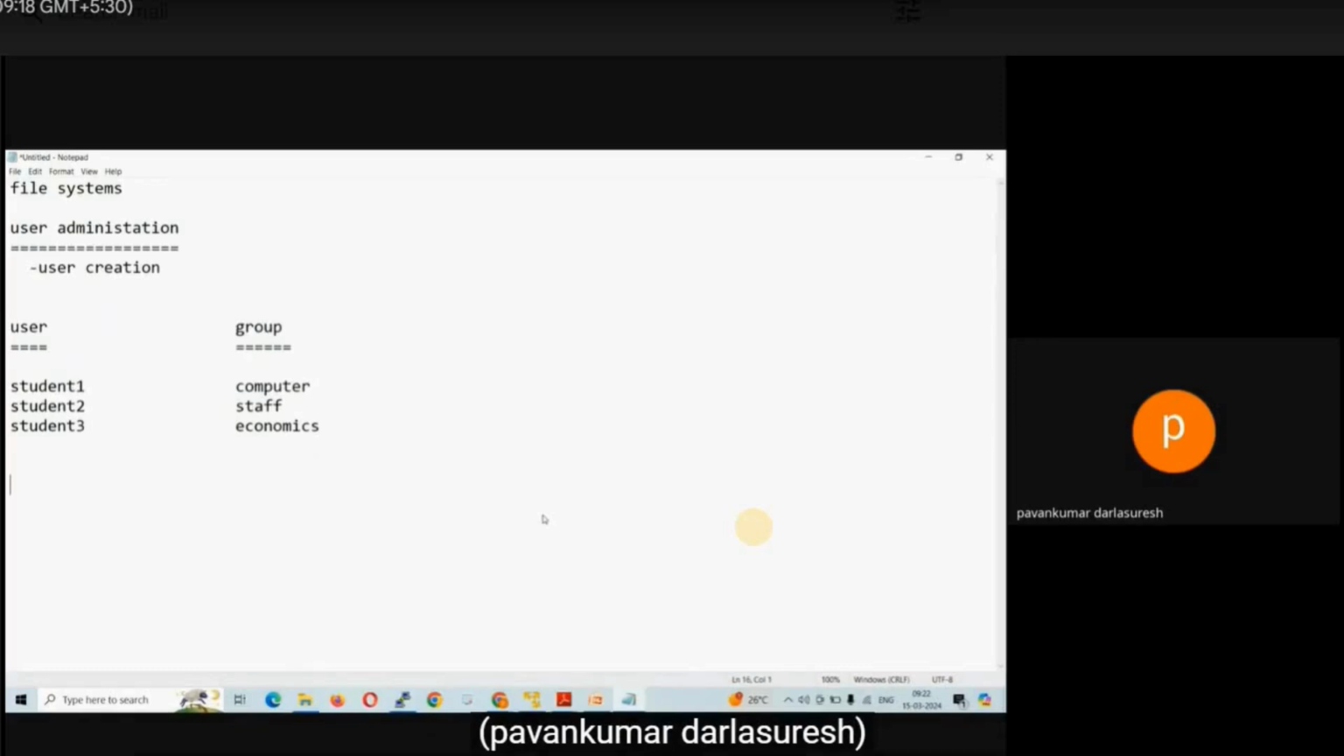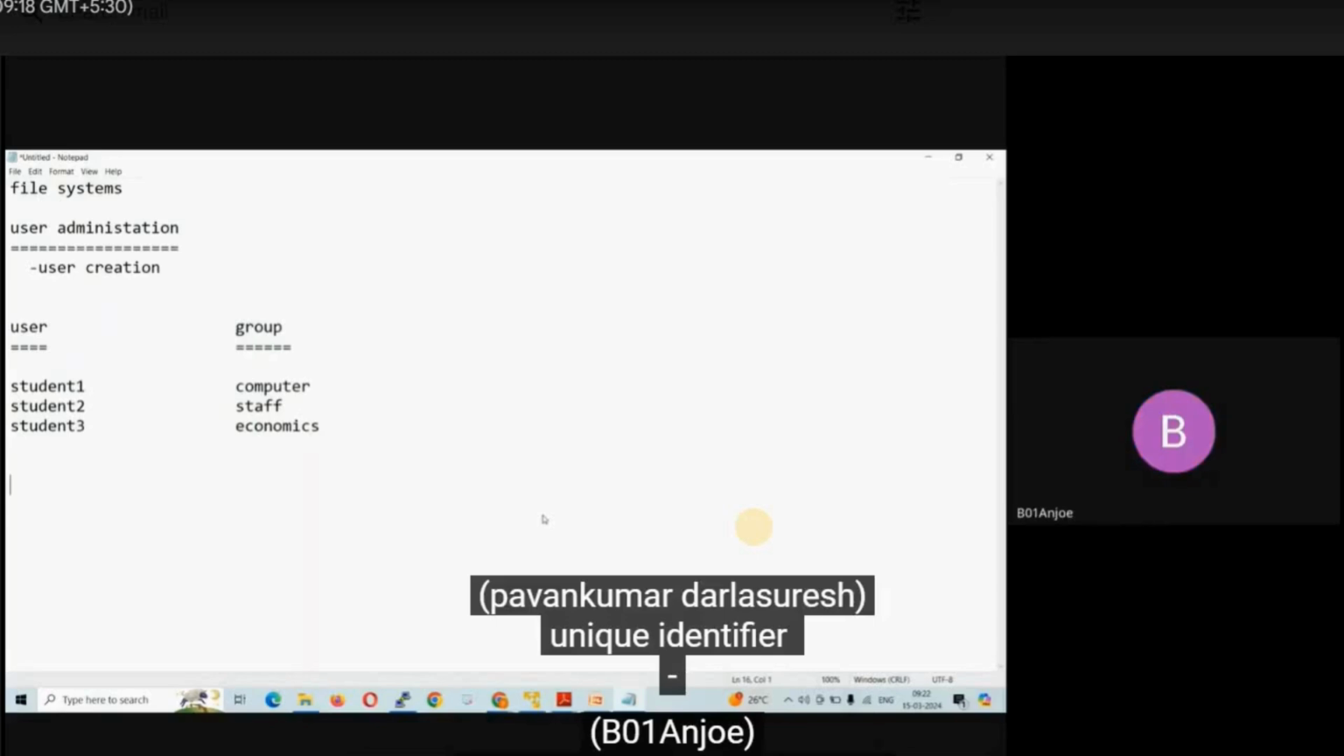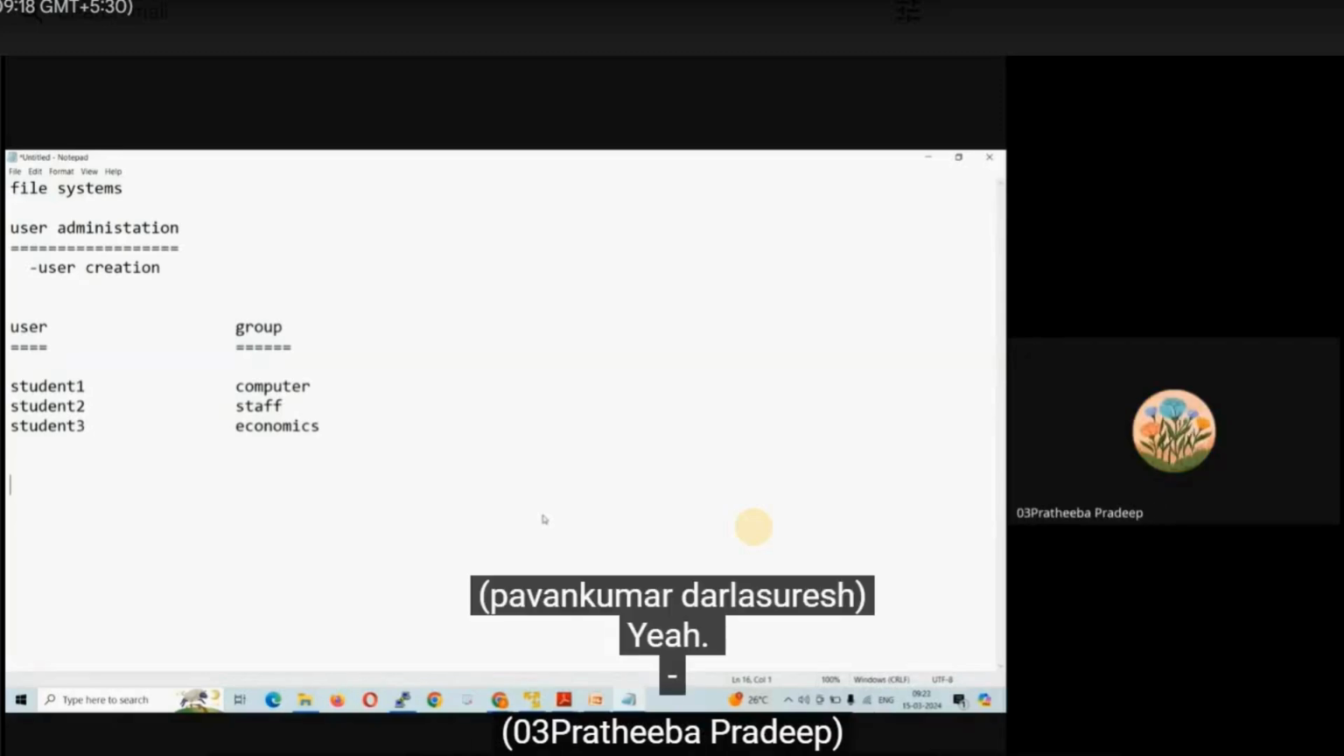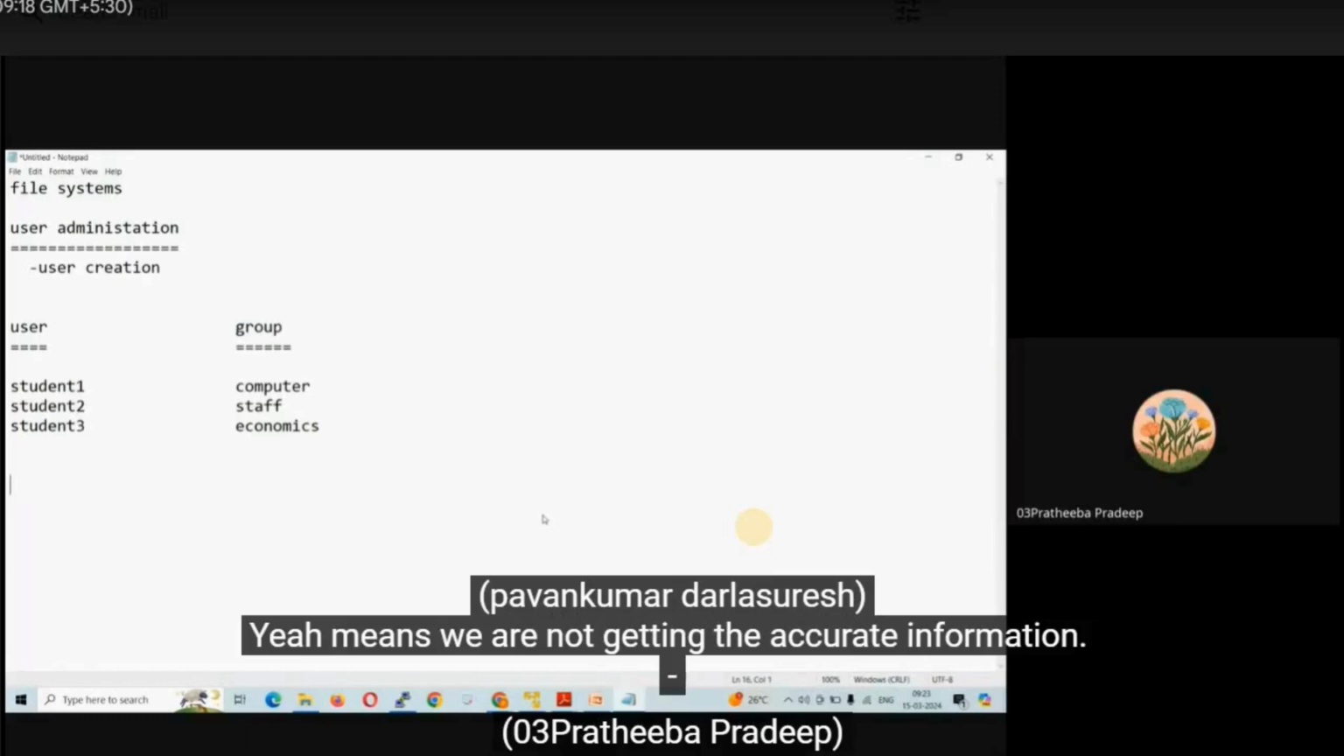For example, student 1 has roll number 101. If student 2 also has 101, what will happen? There is no unique identifier. Apart from that, what other issues will we get? When we retrieve the data, both records may be retrieved, or the server gets confused about which one to display. It means we are not getting accurate information.